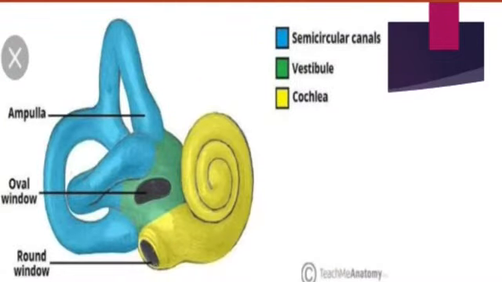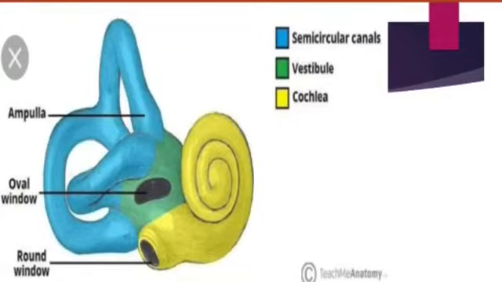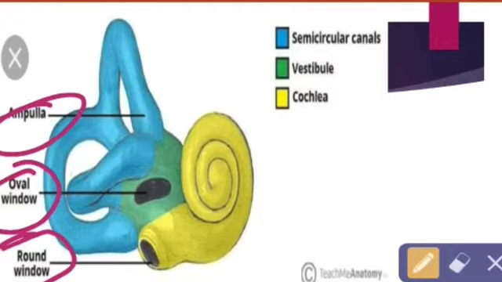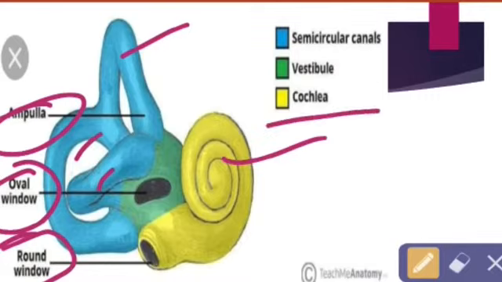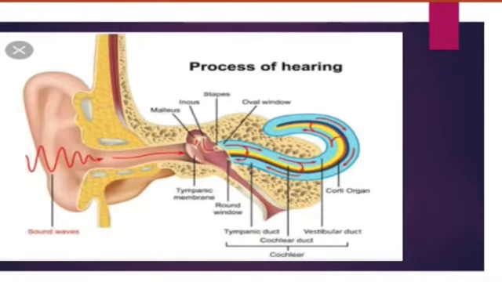You can see the clear picture of the oval window, round window, and ampulla. Ampulla is a swelling part of the semicircular canal. These are the semicircular canals. Three semicircular canals are there, and this is the cochlear region. You can see the cochlea here, the greenish part on the lower side is called the vestibule, and the bluish structures are called the semicircular canals.